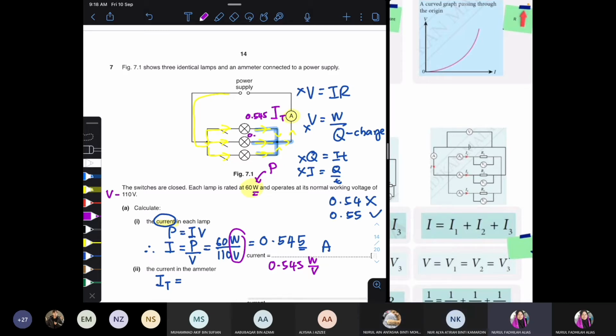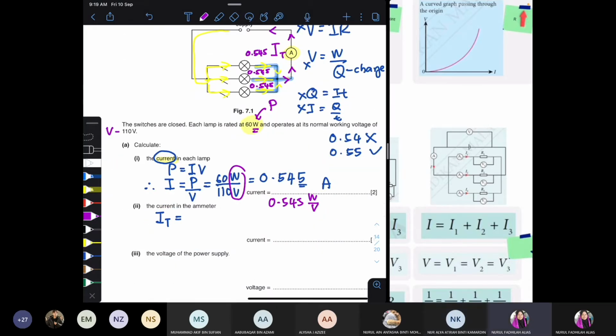0.545, 0.545, 0.545. So what do you think will be here? So what you will do? Yes, you want, you tambahkan saja. Lepas tu, plus 3, jadi berapa? Ataupun darabkan 3 kan? So dapatlah 0.545 times 3, so dapat 1.635. Jadi jawapan awak berapa?